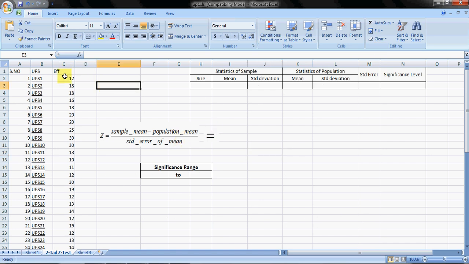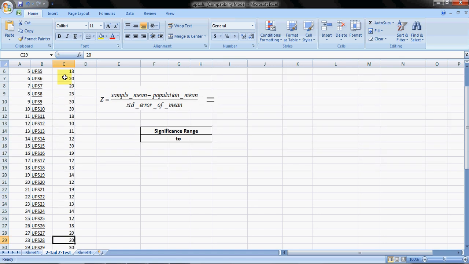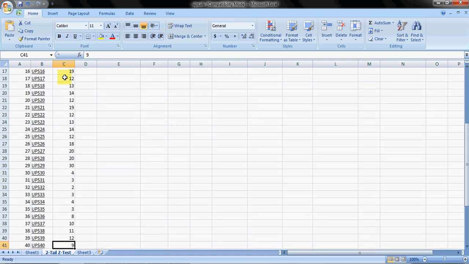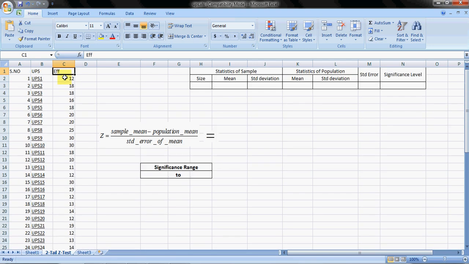So here is the data of 40 UPS installed at somewhere places, or you can say by any means. And this is the total efficiency of the UPS.